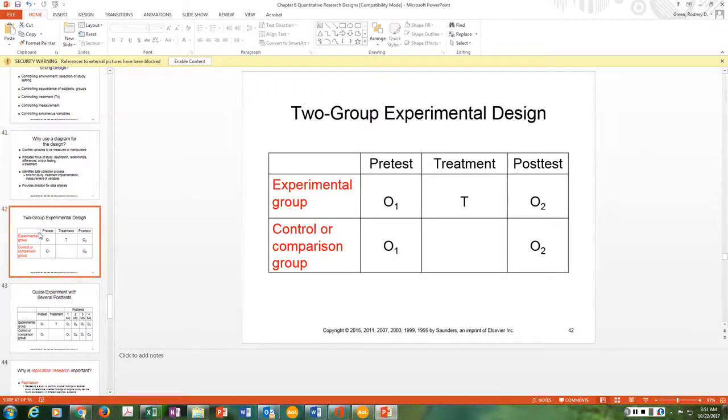This is a diagram of a two-group experimental design. So we have the two groups here, the experimental and the control or the comparison group. They're both measured at pretest. The experimental group receives the treatment, the control group does not, and they are both measured at post-test on some dependent variable.